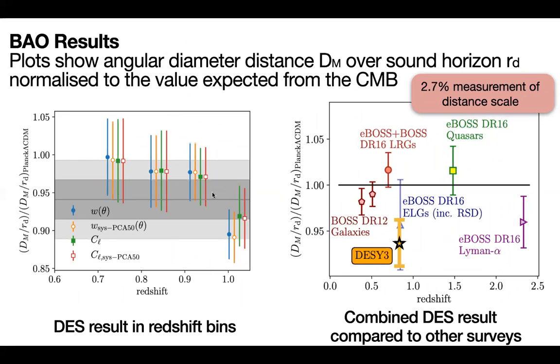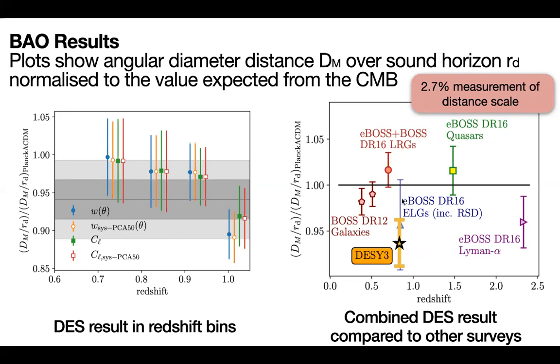And you can see that broadly the tomographic bins are consistent with each other, although slightly lower in the high redshift bin, but not statistically significant. And then we can combine all these, averaging them all out at an effective redshift of around 0.8, and we get a 2.7% measurement of the angular diameter distance at a redshift where that's actually quite interesting. So we're really quite competitive with BOSS, eBOSS constraints on the diameter distance.